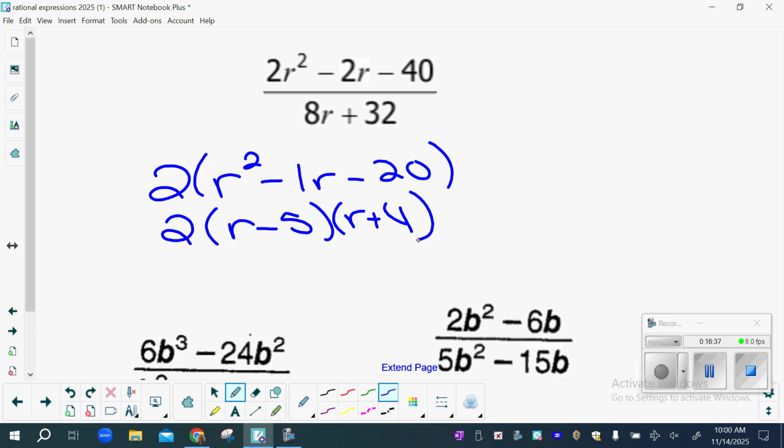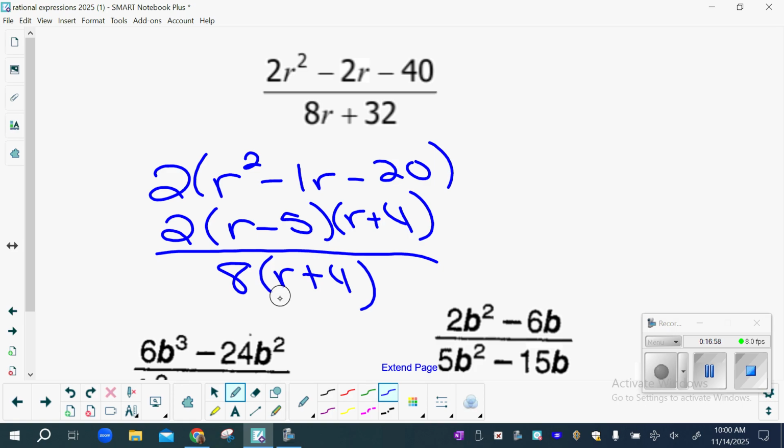Did I lose anyone on the top? On the bottom, I'm going to take out an 8. 8 is coming out, r plus 4. That's going to be a good reminder. I had someone say, I took out the 4 and it didn't work. You're right. Something's going to cancel. That's why I'm giving this to you. So watch what's careful here.